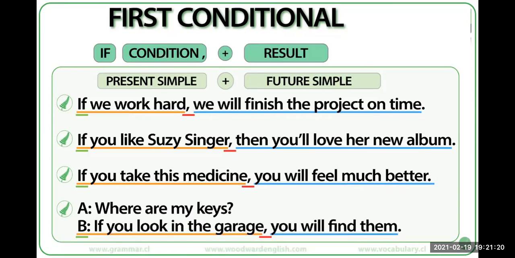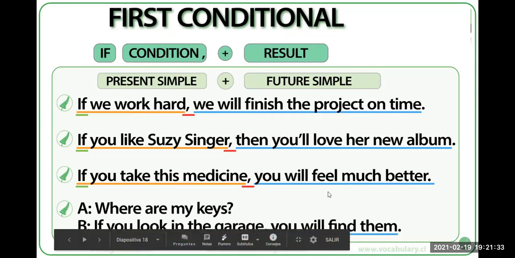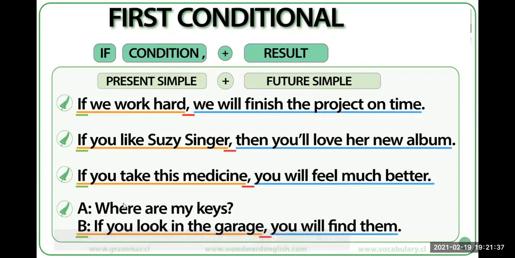De aquí a unas horas o tal vez mañana. ¿Ok? Entonces es una suposición, es una predicción que yo estoy haciendo para el futuro. Que si hacemos algo, va a pasar algo. Vamos a tener un resultado de esto. ¿Ok? For example, here it says, where are my keys? If you look in the garage, you will find them. Si buscas en el garaje, vas a encontrarlas.